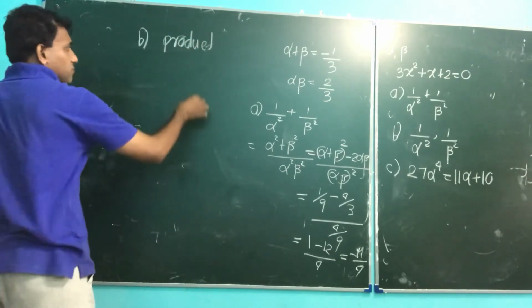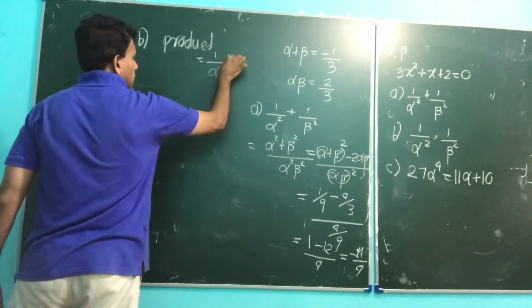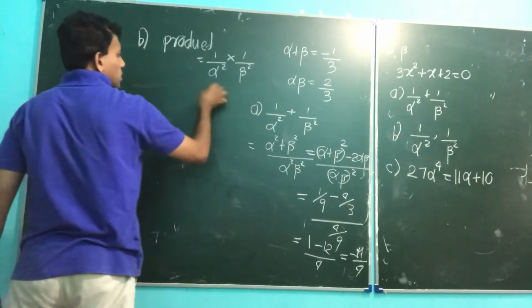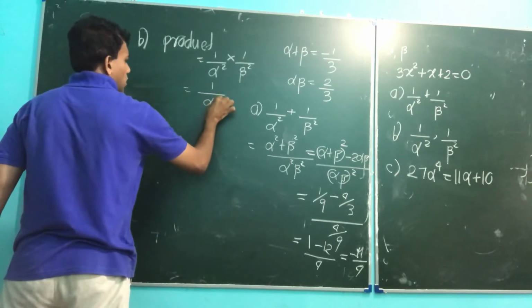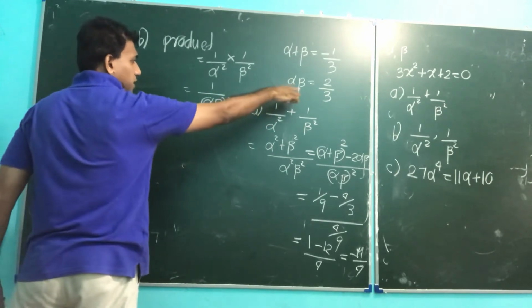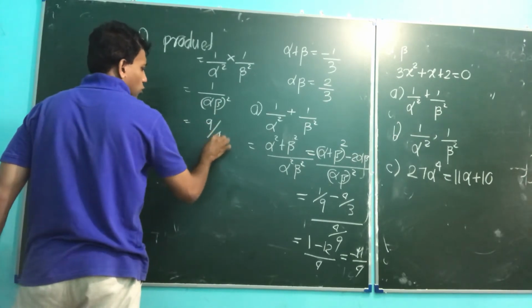What is the product of the roots? 1 over alpha square into 1 over beta square, that is 1 over alpha beta square. What is alpha beta here? 4 over 9. The reciprocal is 9 over 4.